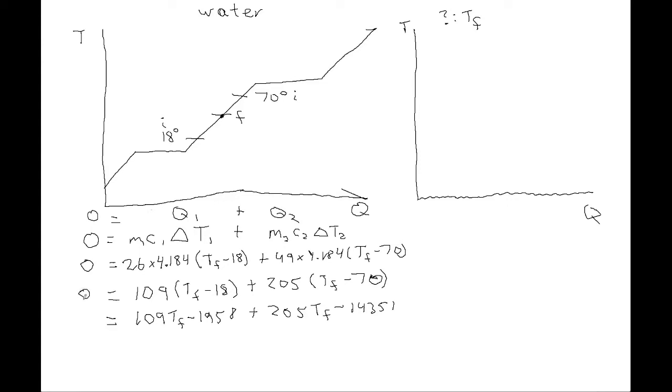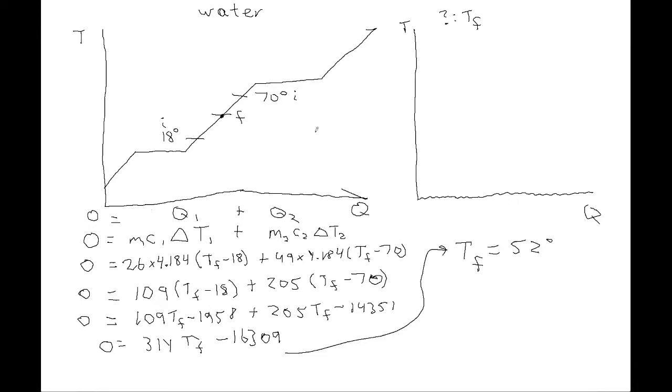Okay, so now what? You combine like terms. So 109 plus 205 will give you 314. Okay, good. And then you get 16,309. So 16,309 divided by 314, and I get approximately 52 degrees Celsius. And what was your answer again? 52 degrees Celsius. Does that answer make sense? Yeah, because it was between these two.